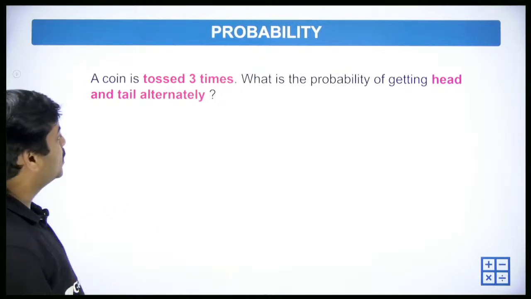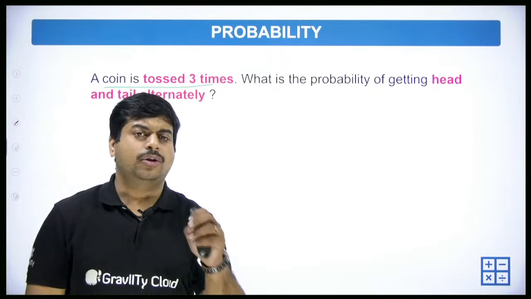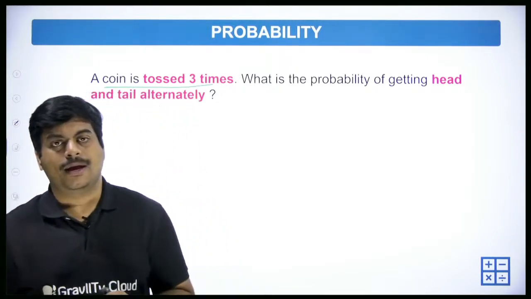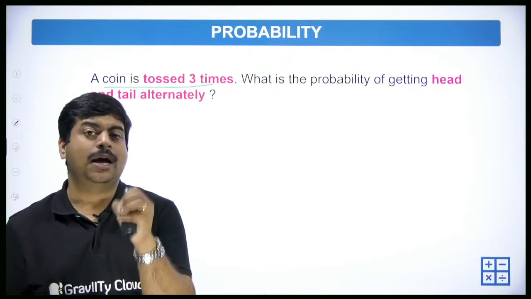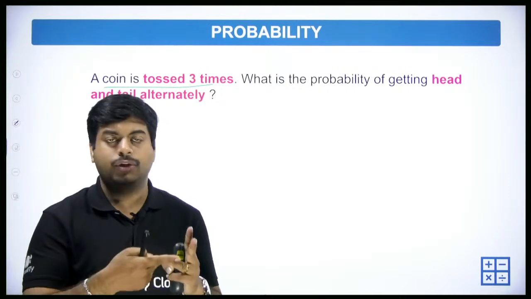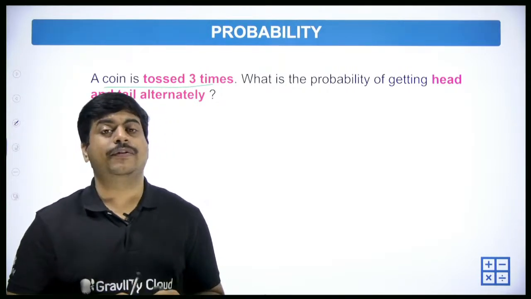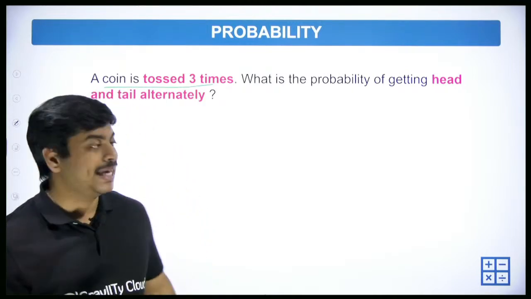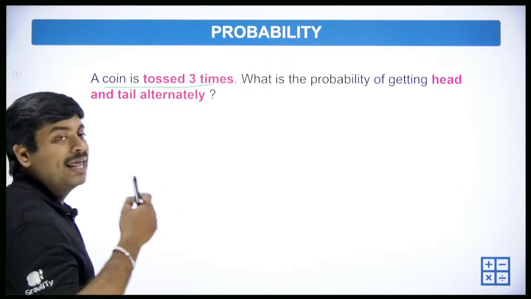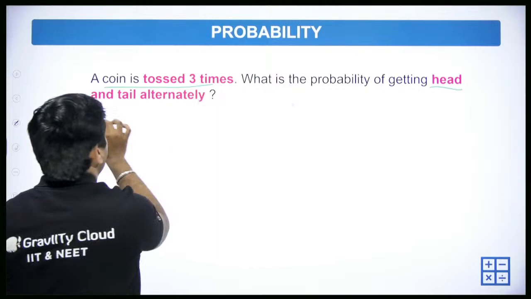A coin is tossed 3 times. So when you toss a coin, you either get head or tail. You know that, right? That means when you're throwing 3 times, all 3 cases are important. The first one you may get tail, the next you may get head, the next you may get head. So we need to write all these possible cases, such that finally we calculate the number of cases where we get head and tail alternately.